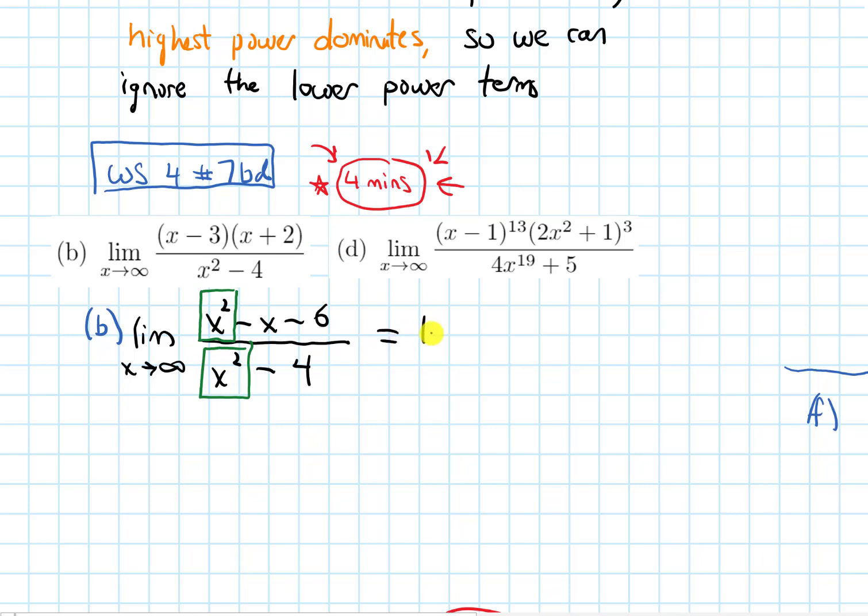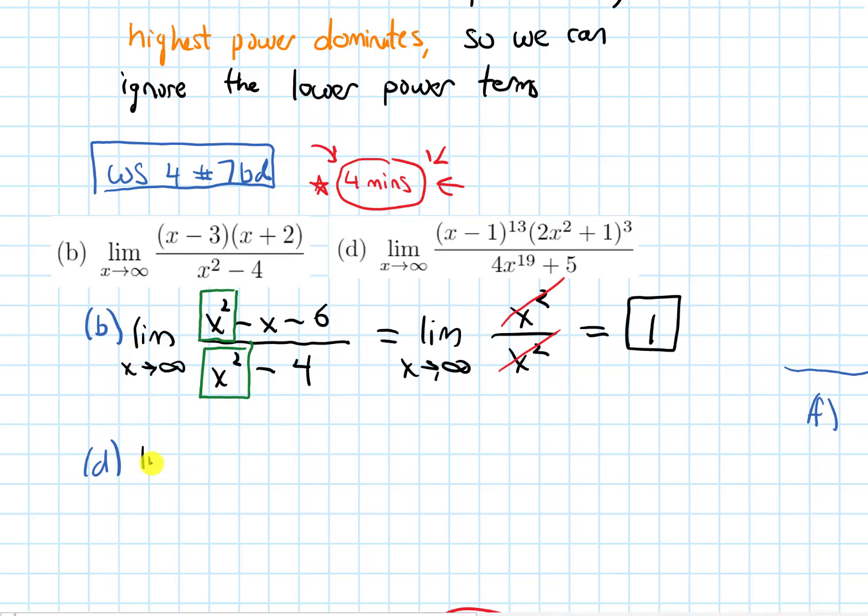So this will be equal to the limit as x goes to infinity of, and I just keep the x squared on the top and just keep that x squared on the bottom. And these will cancel and just give me 1. And that's my answer. We got the same thing without the shortcut in the previous discussion video. All right, let's look at part D.